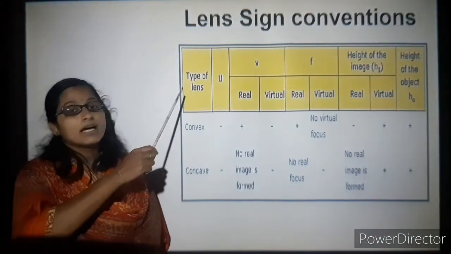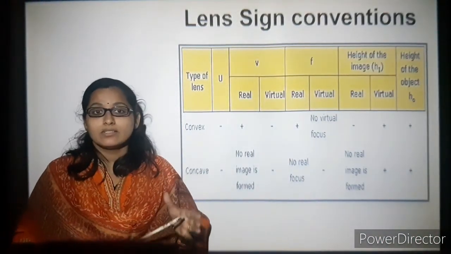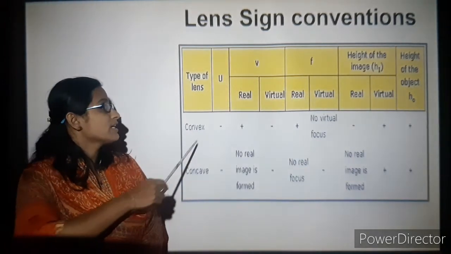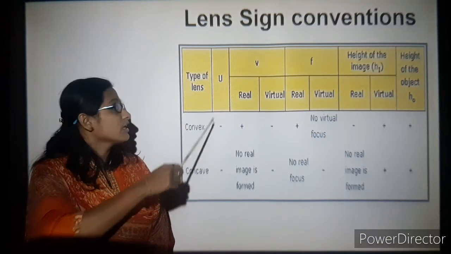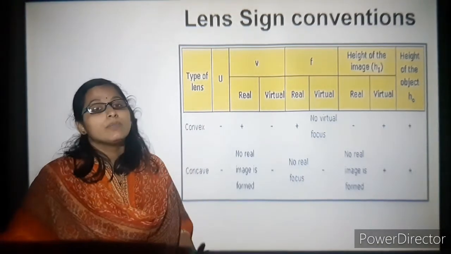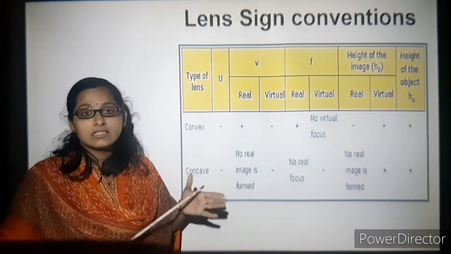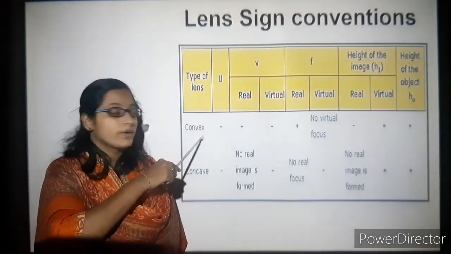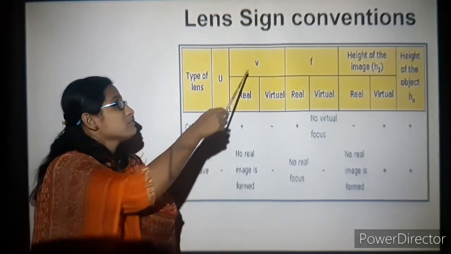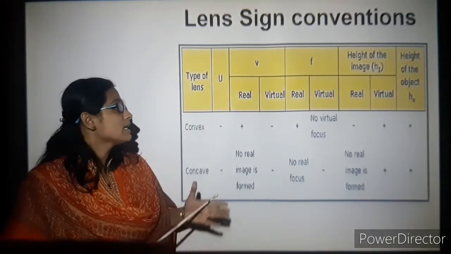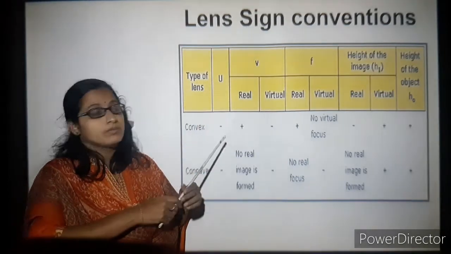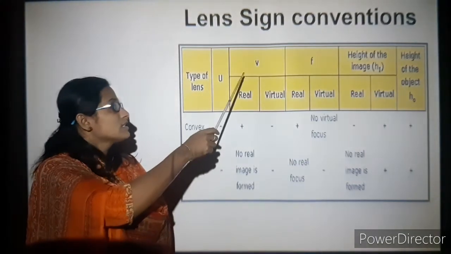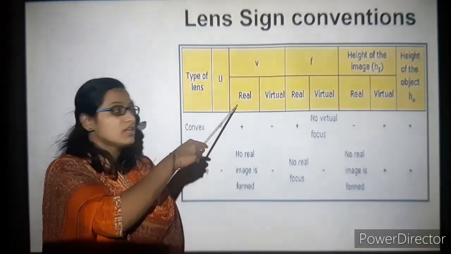So here we can see that there are two different types of lens, that is a concave and convex lens. Previously also I had told that when it comes to convex or concave, U remains negative. In lens case also U remains negative with respect to the convex and concave lens. With respect to V, it is of two types: either the image will be formed real or it is virtual. So let's understand V with respect to a real image.